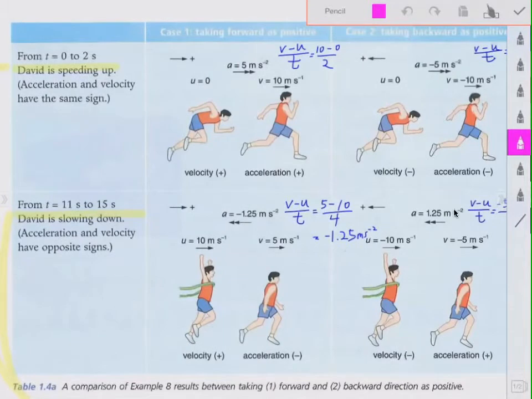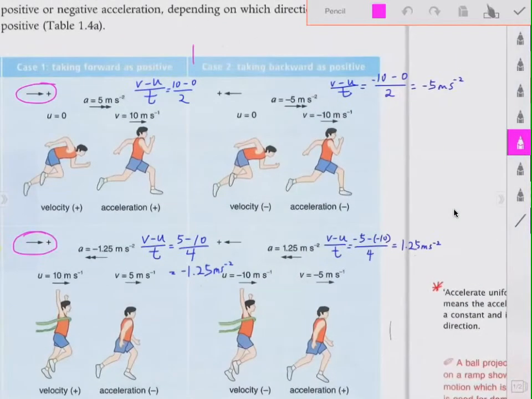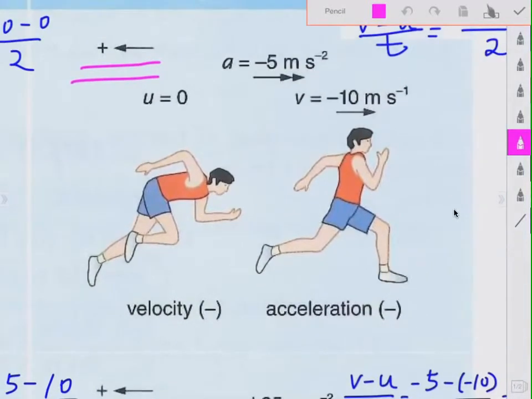Case 1 is easier to understand because it takes the right-hand side as positive. So read it by yourself. Here, pay attention to case 2, because in this case we're taking the left-hand side, moving to the left, as positive. Therefore, to the right means negative. This person is running to the right. Therefore, at the beginning, his velocity is 0. Then, because he is moving to the right, the velocity has a negative sign, and he is speeding up to 10 meters per second.